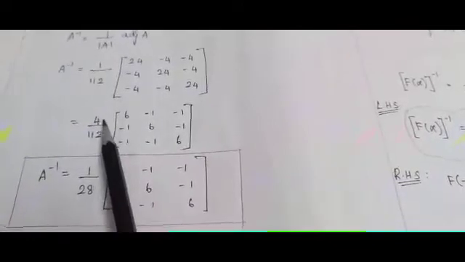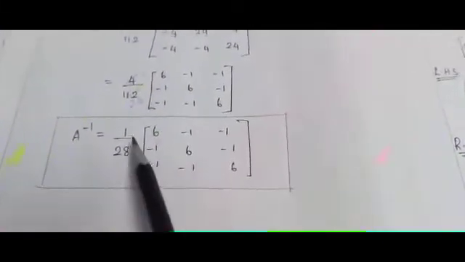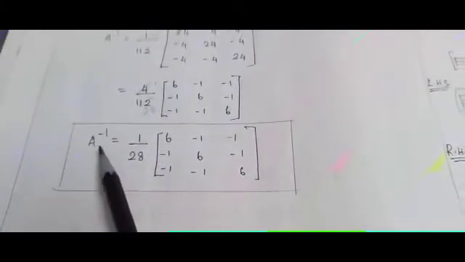So if I take 4 outside, I'll be having 6 here. So then it will become 4 6s are 24. Like that we should take. So again minus 1, this becomes minus 1, and it is 6. So I'm going to cancel the outer part. So I'll be having 4 ones are 4, 4 28s are 112. So my value will be 1 by 28, and this matrix, this is my A inverse.